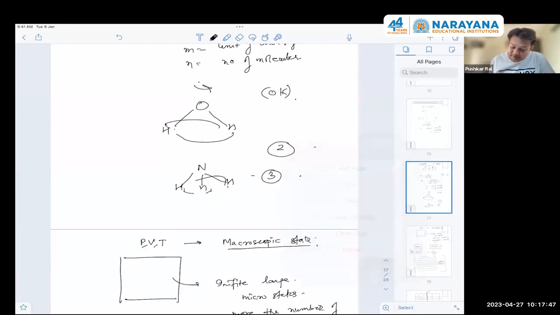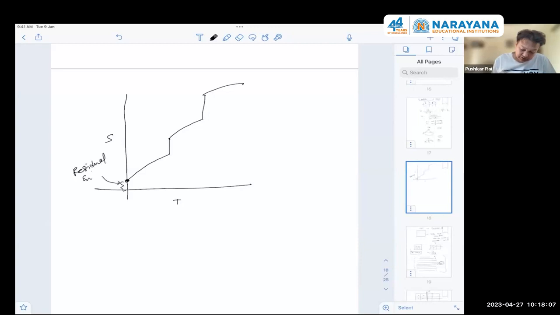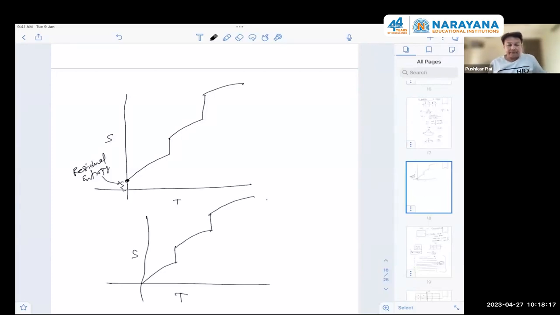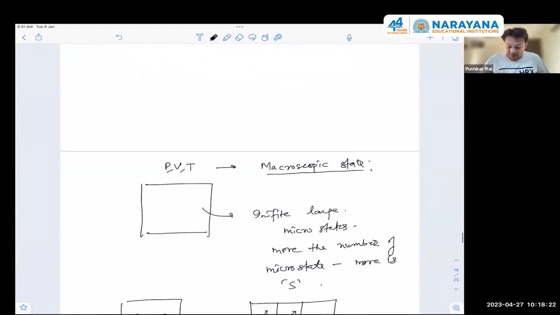So that is why at absolute 0, their entropy is not 0. So your graph will look like this. Something like this. The S versus T graph will look like this. This value corresponds to residual entropy. And for a perfect crystal, it will look like this. Okay. So this is where we go ahead. All right.